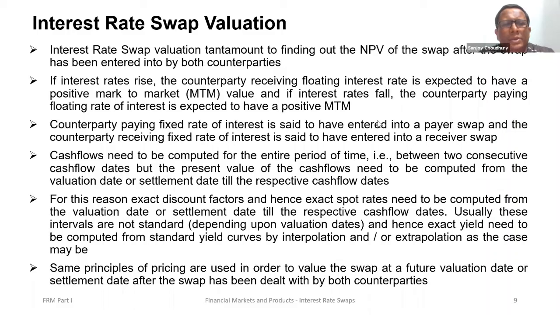Now, the counterparty paying fixed rate of interest is said to have entered into a payer swap, and the counterparty receiving fixed rate of interest is said to have entered into a receiver swap. This is a typical nomenclature which is being used. Payer swap is where you pay fixed, and receiver swap is where you receive fixed.